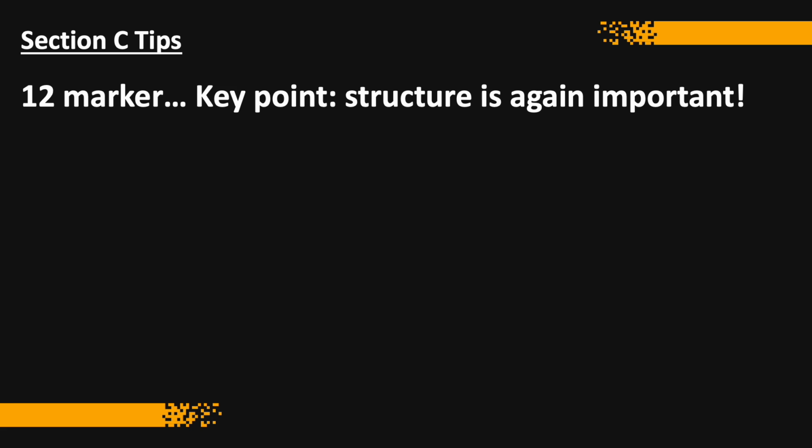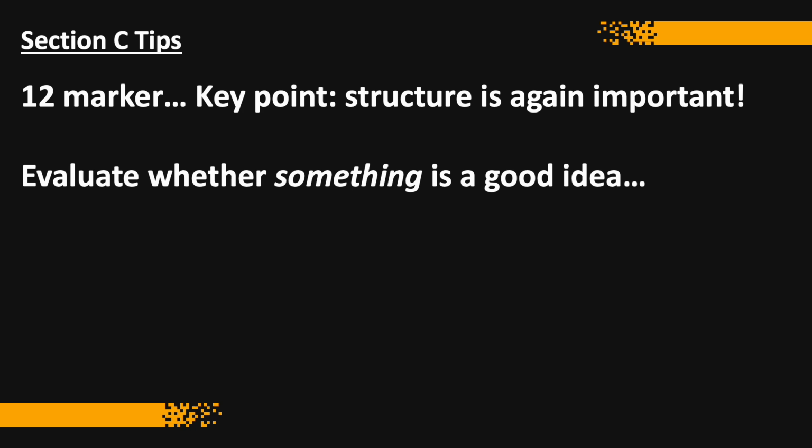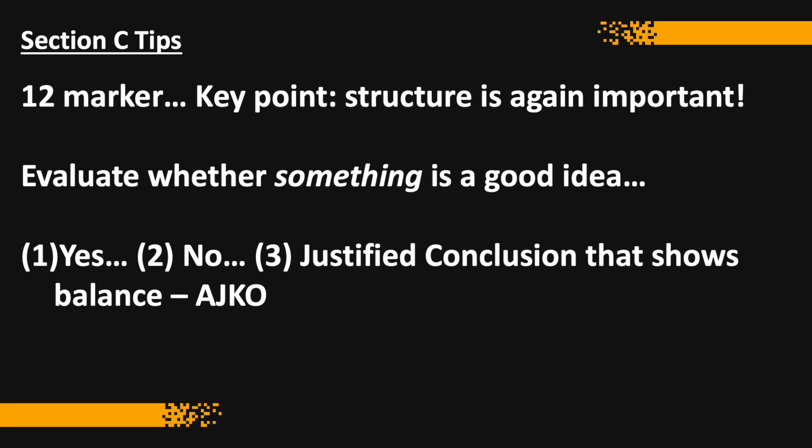Section C tips, 12 marker of course is here. Key point again, structure. Questions likely to be laid out: evaluate whether something is a good idea. So you're thinking in terms of your answers here: yes, it is, paragraph 1. No, it's not, paragraph 2. And then paragraph 3, justified conclusion, supported by the case study. And again, another AJKO.